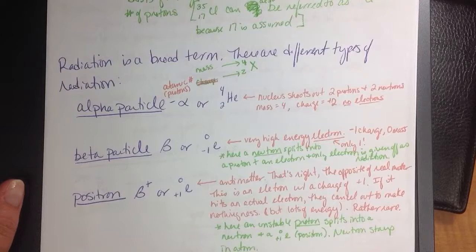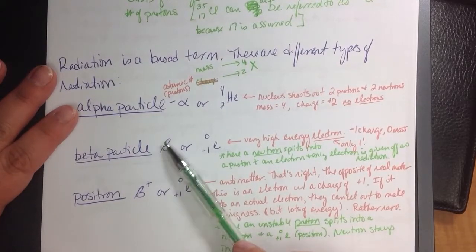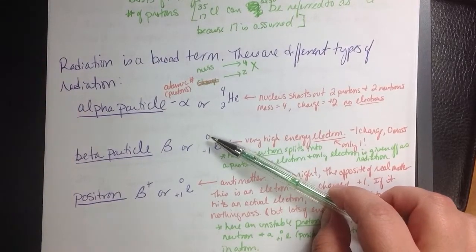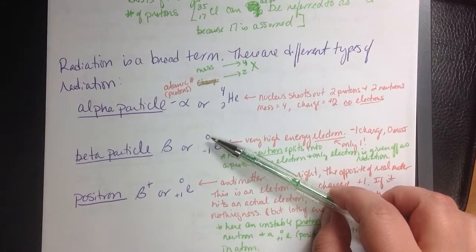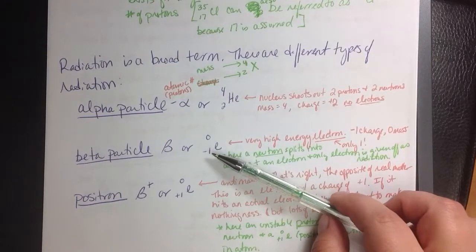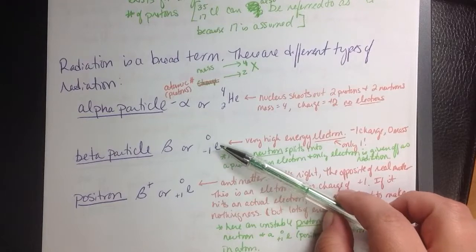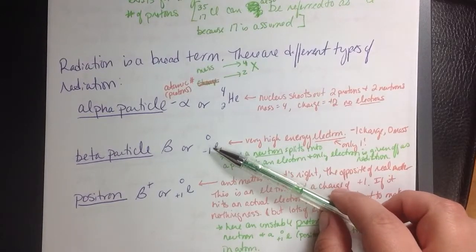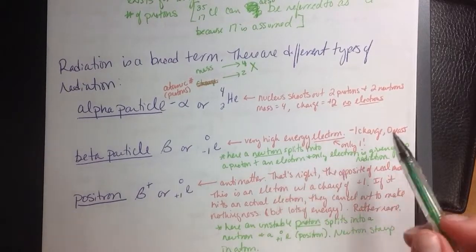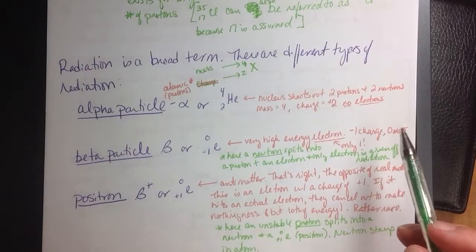The next highest energy would be that of a beta particle, or β. This guy has a 0 mass, so he's not actually going to change the mass of the entire system, but he does have a -1 charge. We put an e here because this is like an electron, okay? So this is a very high energy electron. It has a -1 charge and no mass.